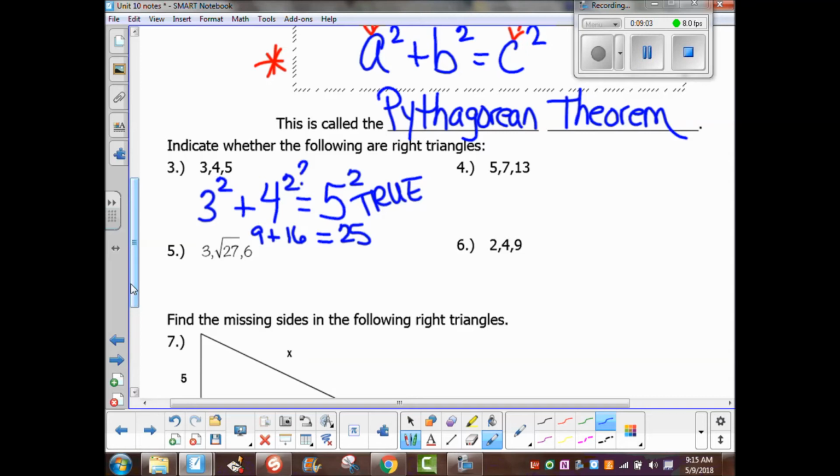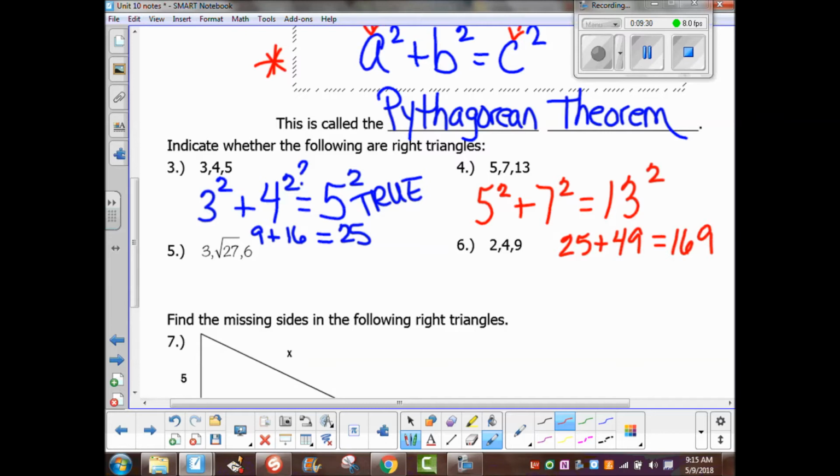What about 5, 7, 13? Which one's the hypotenuse? 13. So leg squared plus the other leg squared equals the largest one, or the hypotenuse squared. So what is 5 squared plus 7 squared? 25 plus 49. Does that equal 169? No. Does not equal. False. So are 5, 7, and 13 the sides of a right triangle? No.